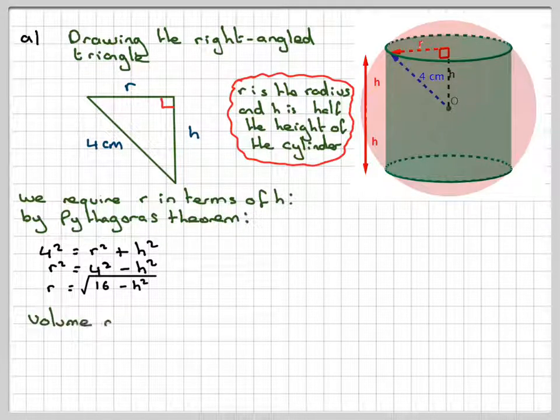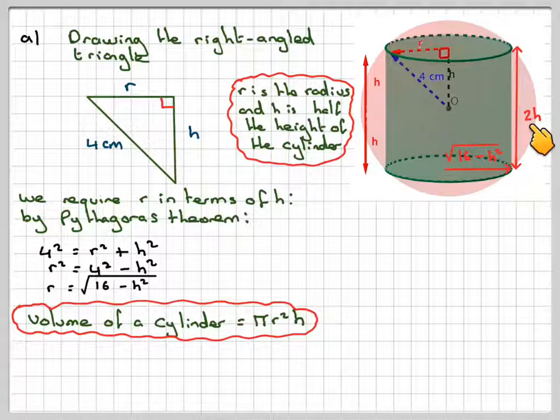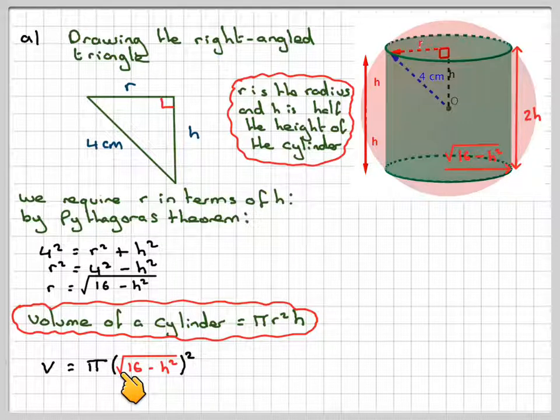Now, in order to find the volume of a cylinder, we now have r in terms of h. The volume of a cylinder is pi r squared h. This h is not to be confused with this one. h is the total height of a cylinder and r is its radius. So we have that r is the square root of 16 minus h squared, and that the height is going to be 2h. Substituting that in, the volume V is going to be pi times the square root of 16 minus h squared, all squared, times the height of my cylinder, 2h. If you square root and square, you're left with the same thing.